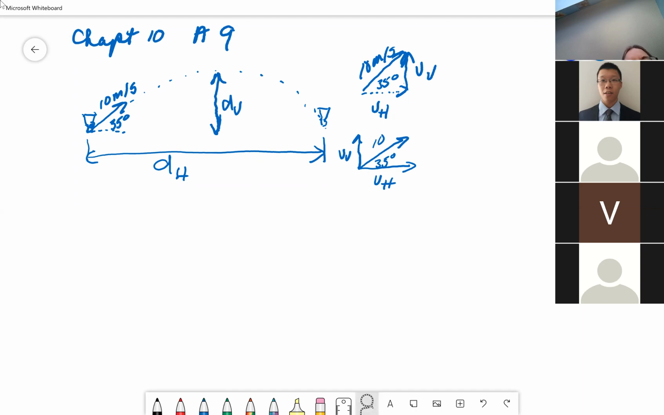So the vertical velocity equals 10 meters per second times, it would be considered the opposite, so that's sine 35. So 10 times sine 35 is 5.73.